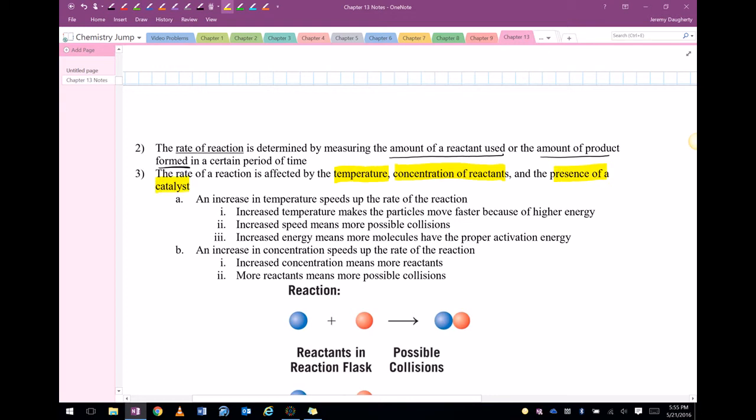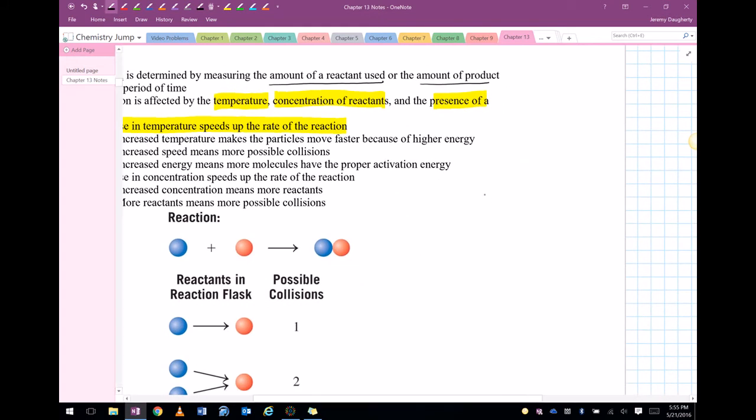Okay? An increase in temperature will speed up the rate of the reaction. Let's talk about why. For that, we're going to look at what's called a Boltzmann diagram. Okay. So in a Boltzmann diagram, you're always going to have some measurement of particles on the side, some value that measures particles, and then on the bottom you're going to have energy. Okay. For us, we can talk about kinetic energy.